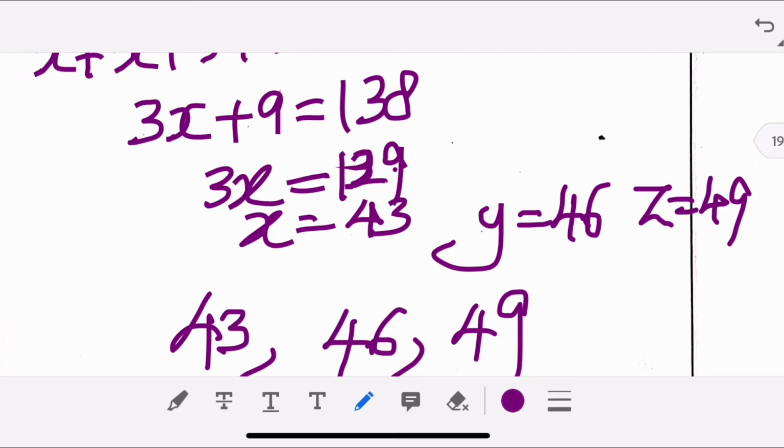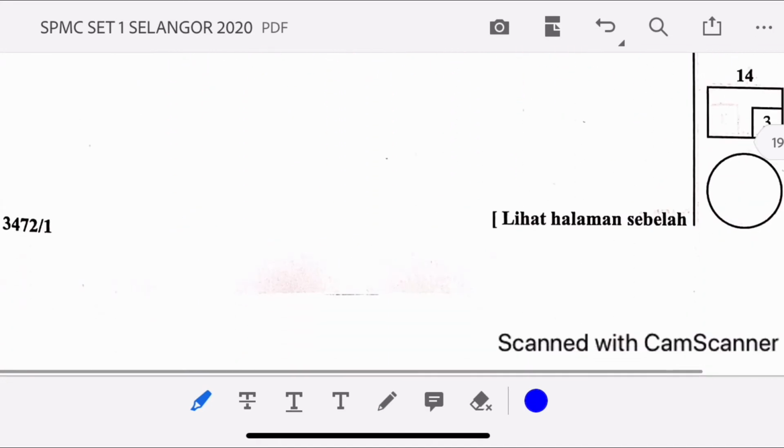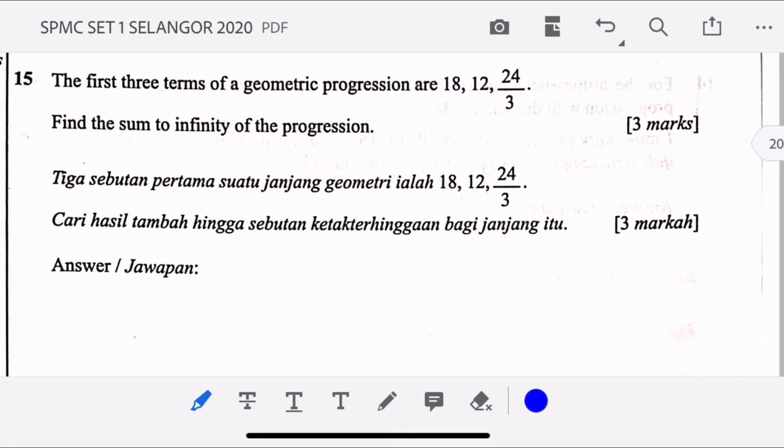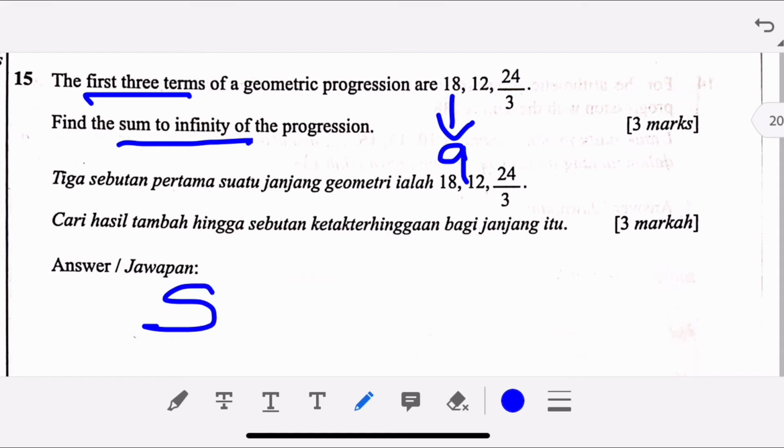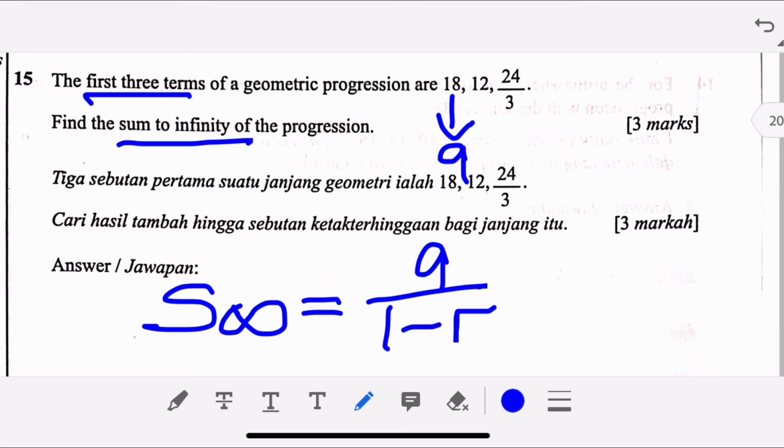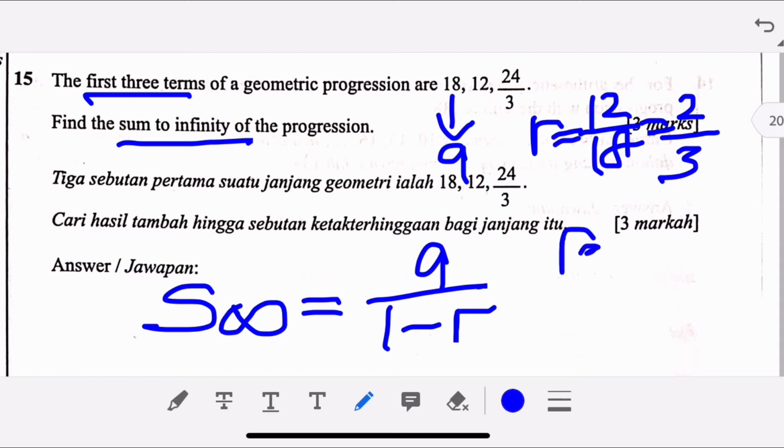When you add up, you will get 138, right? Okay, so we have solved the arithmetic progression. The first three terms, the keywords. That means this is the A, right? Sum to infinity, A over 1 minus R, and the R is 12 over 18, which is 2/3. R is, this is 8, right? 8 over 12.